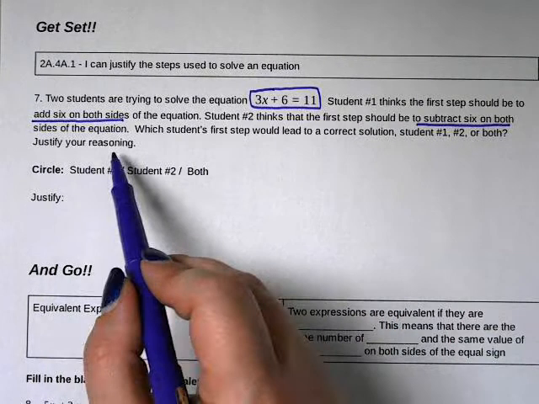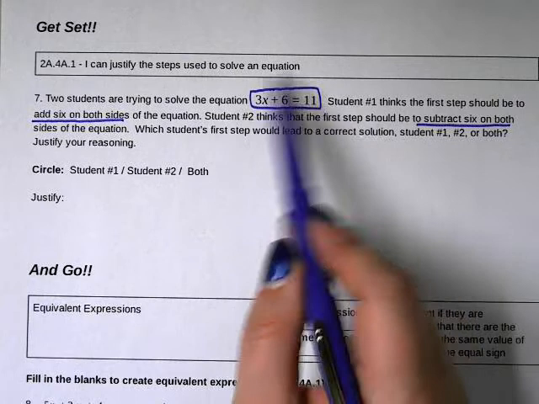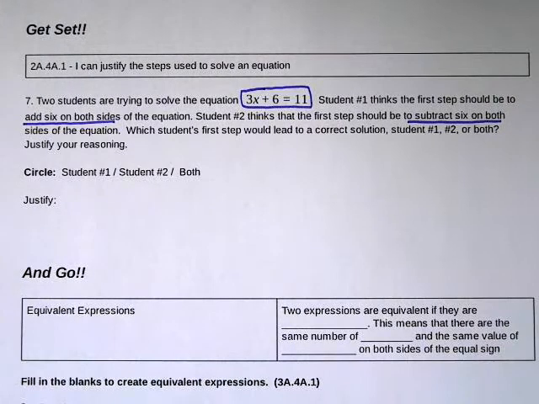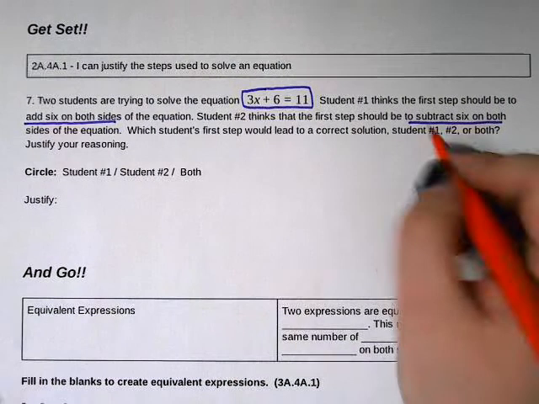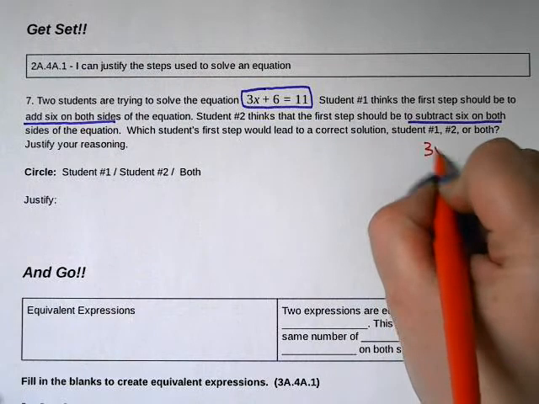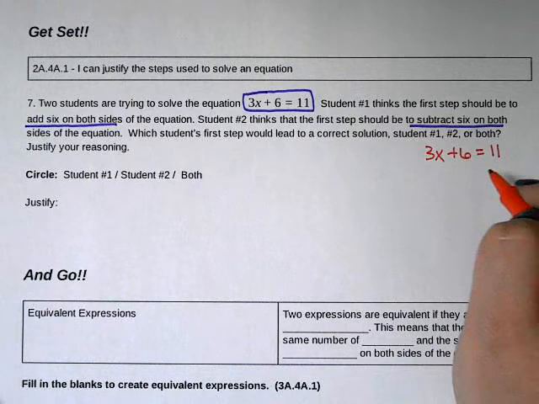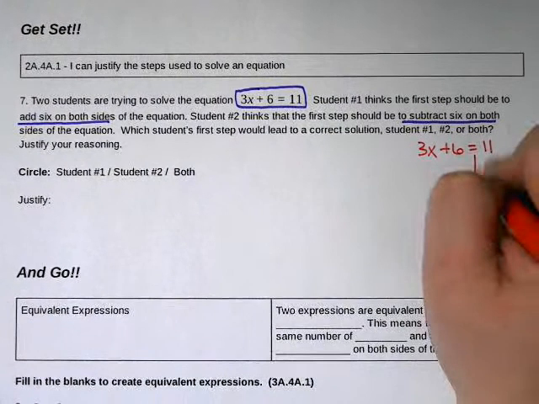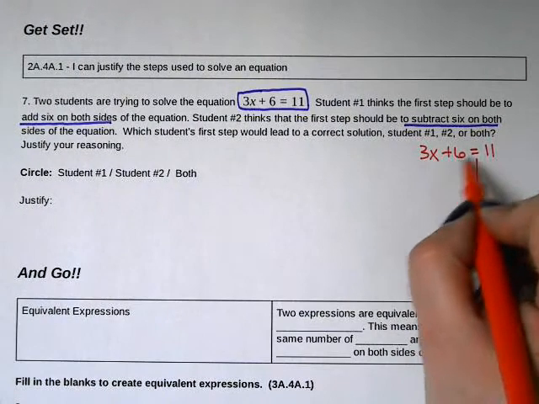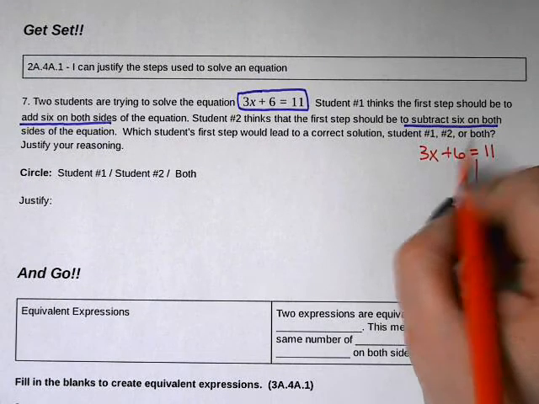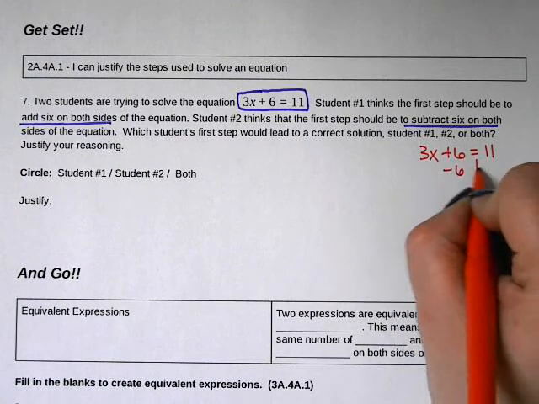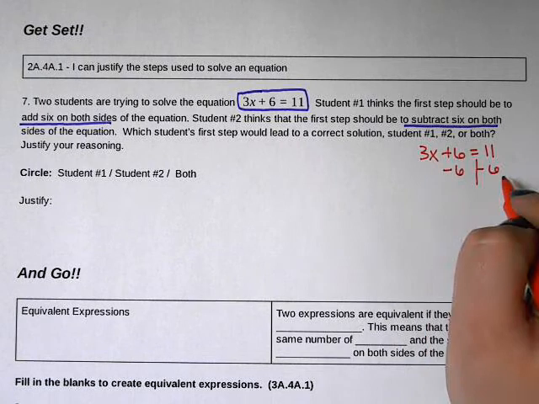Justify your reasoning. So what we need to do is look at this equation and think about what we would do in order to solve this. So I actually like to kind of go over on the side, 3x plus 6 equals 11, and I like to just try to solve it on my own. So if I look at this, 3x plus 6, I need to get rid of this plus 6, which means I need the inverse operation. I'm going to have to subtract 6 from both sides.